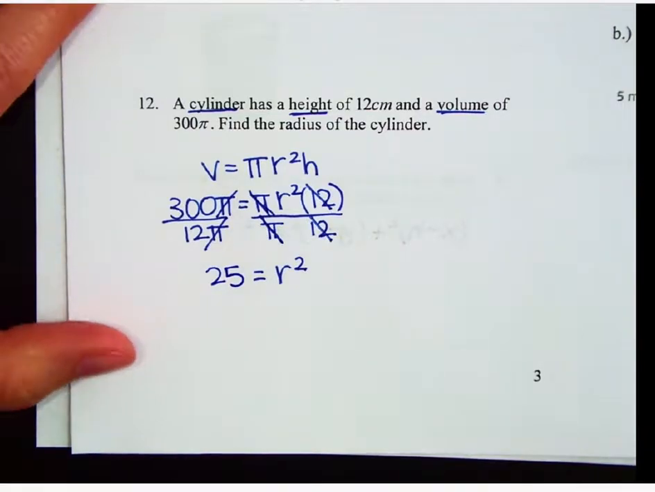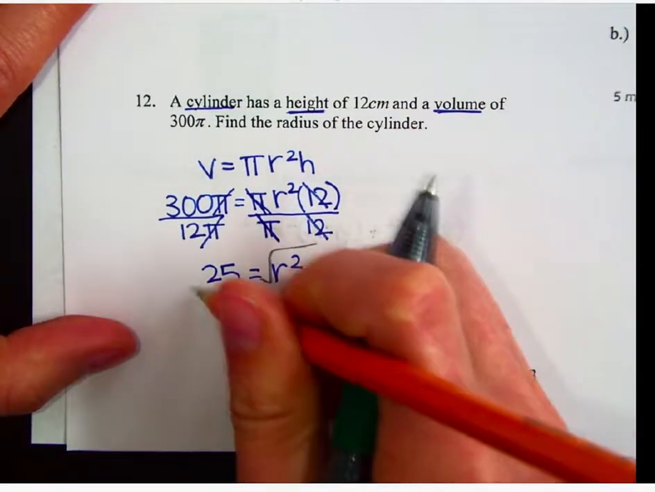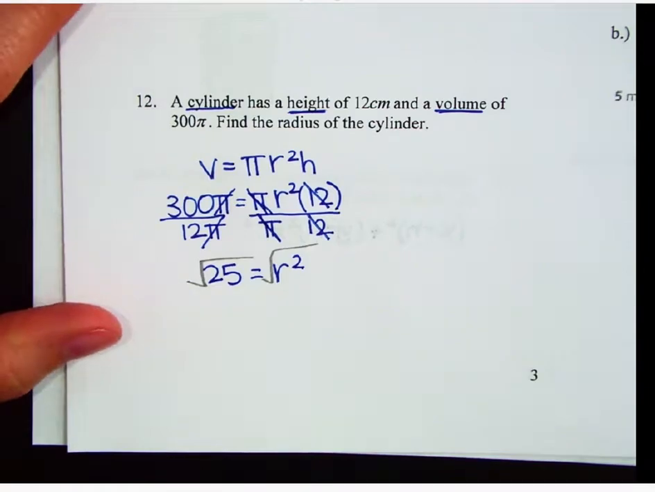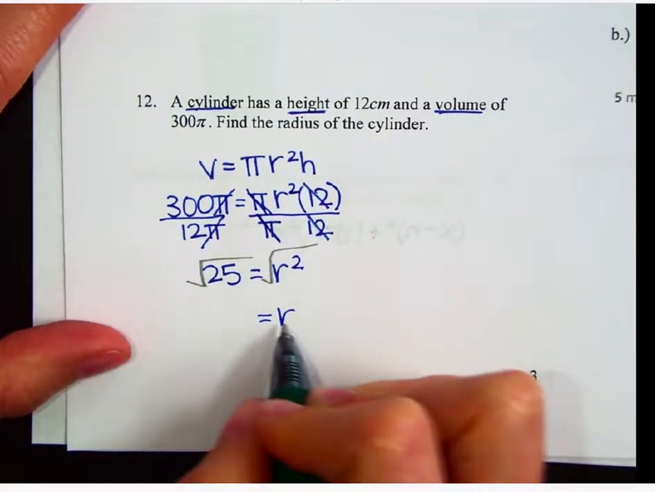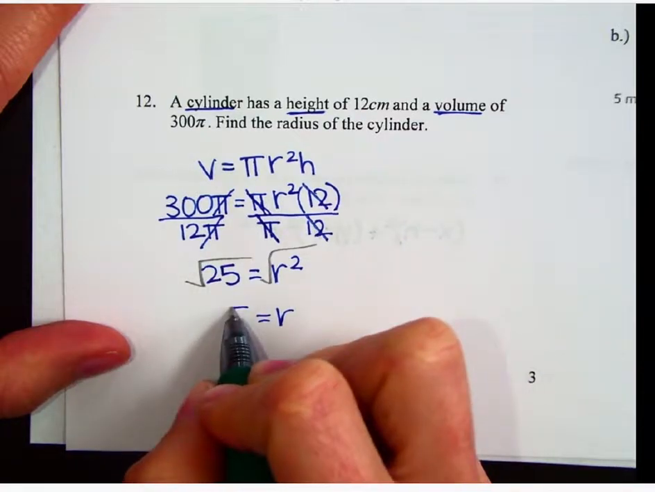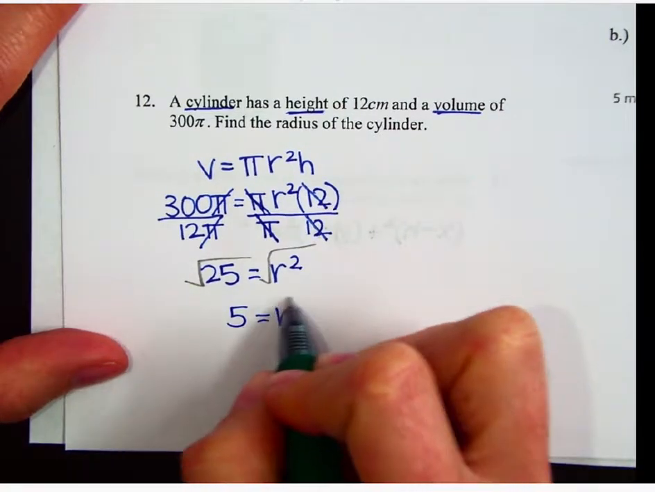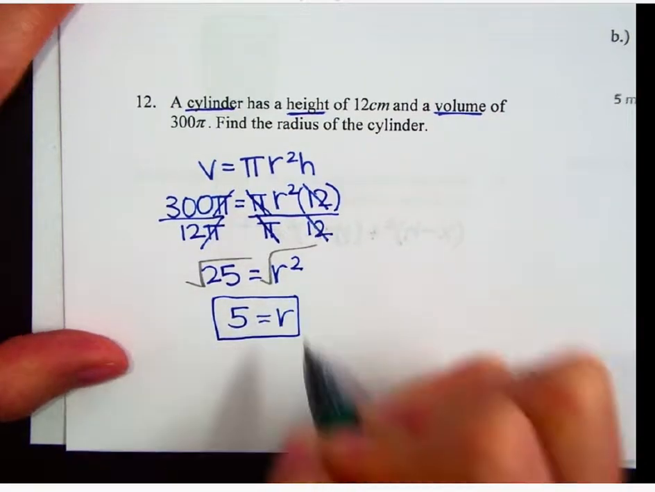And then we have a last step to solve for r. The inverse of squaring is to square root, so that will cancel out to leave us with r equals the square root of 25, and the square root of 25 is 5. So the radius of the cylinder is 5.